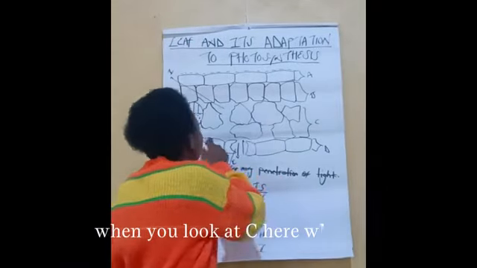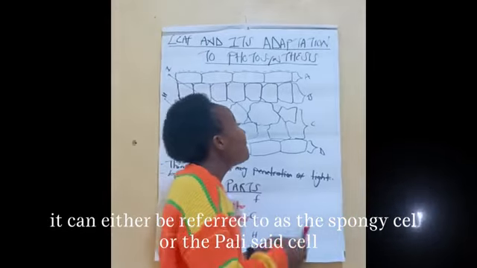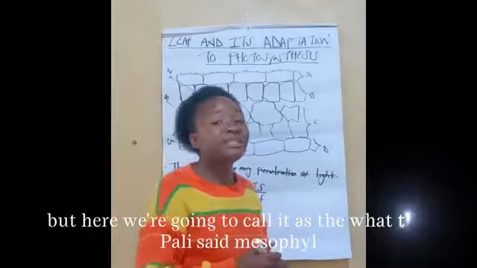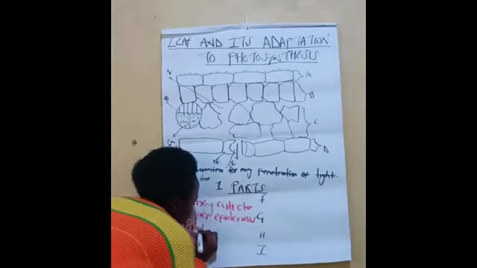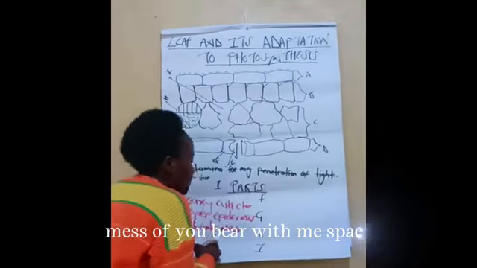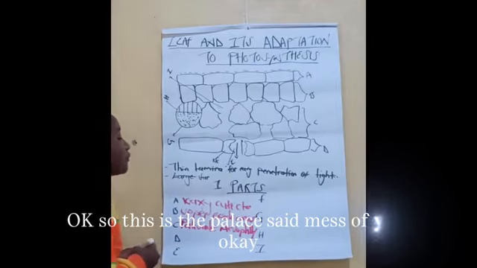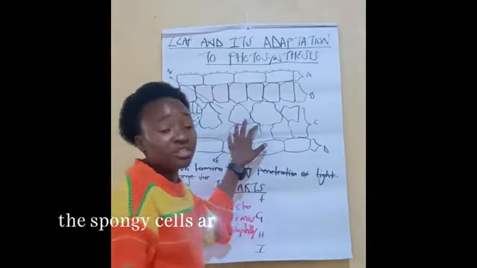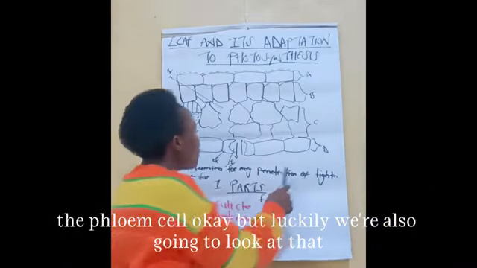Then we look at C. What is C? C can either be referred to as the spongy or the palisade mesophyll, but here we're going to call it the palisade mesophyll. So we're going to write the palisade mesophyll. On the palisade mesophyll, this is where we find the spongy cells and everything, the xylem cell, the phloem cell. Luckily, we're also going to look at that. We come to D now.